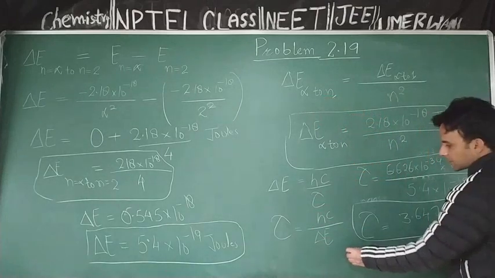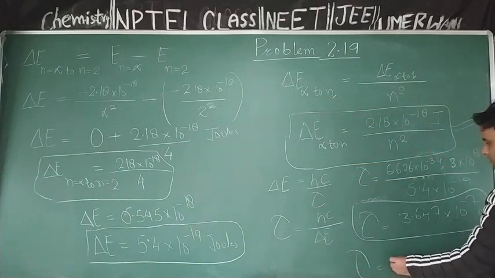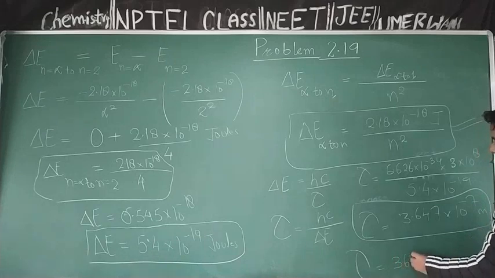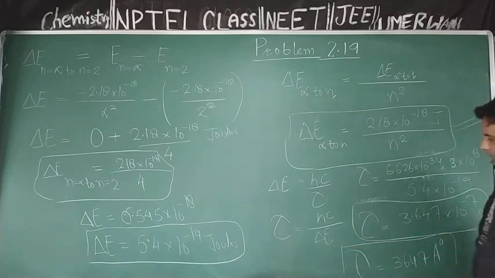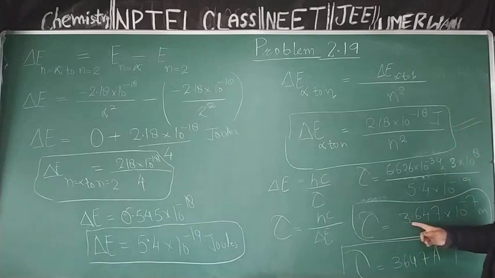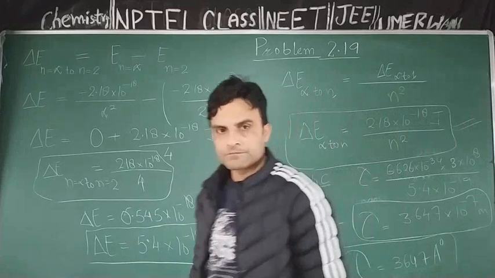And in angstroms we can report it. Lambda is equal to 3647, because 10 raised to power minus 10 meter is 1 angstrom. In angstroms it is equal to 3647, and in meters it is 3.647 into 10 raised to power minus 7 meters.